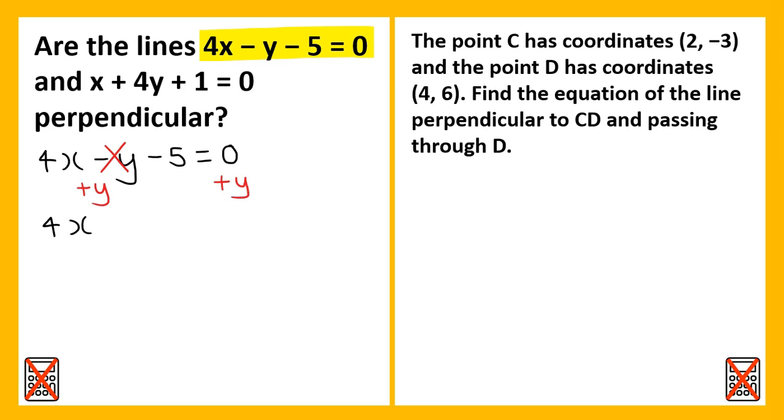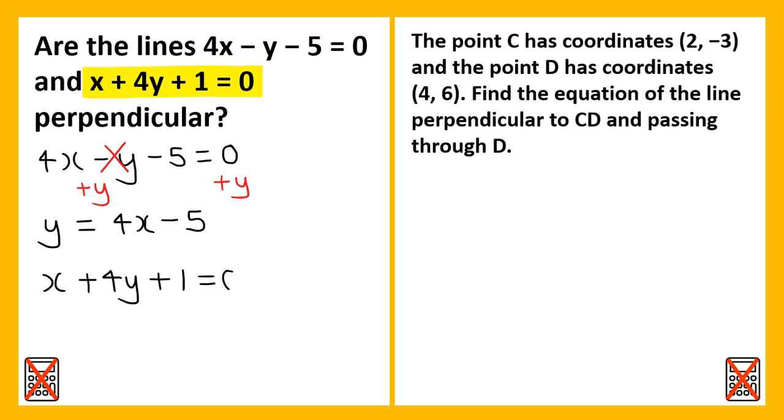So on the left hand side, I'm left with 4x minus 5, and that's equal to y on the right hand side. I can switch the right hand side and the left hand side to have this written as y equals 4x minus 5. Moving on to the second equation, x plus 4y plus 1 equals 0.